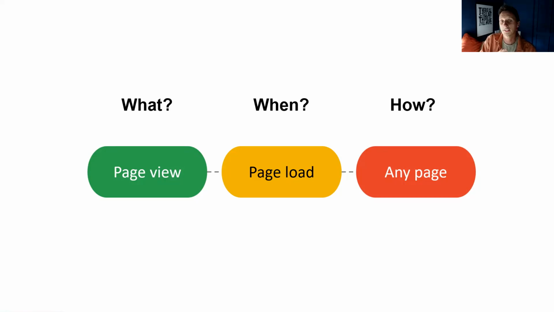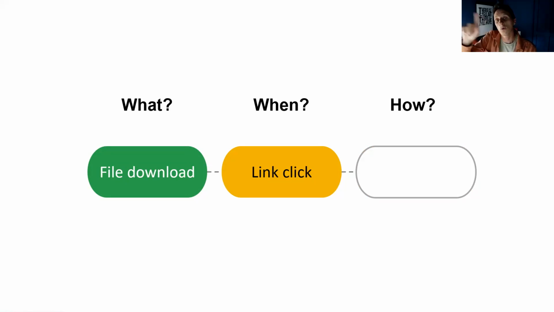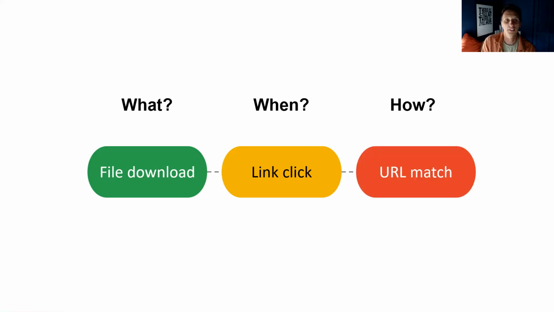So with the standard configuration tag that we want for Google Analytics, we want that to fire on every single page of our website. So it's quite broad in that respect, but we can be more specific. So for example, if we're looking at file downloads on your website, when we want it to happen is a link click, but we don't want to track all link clicks. So someone clicking a link which goes off to a different website or a different page within your website. We actually only want to track when it's an actual file that's being downloaded. So the how, using the variables, is when we do the URL match.